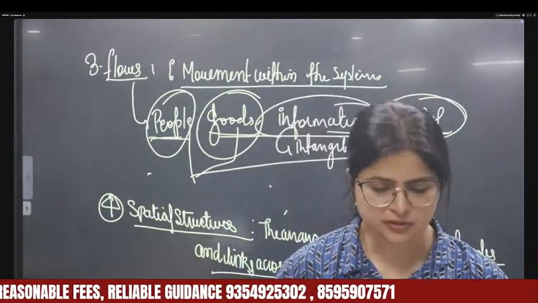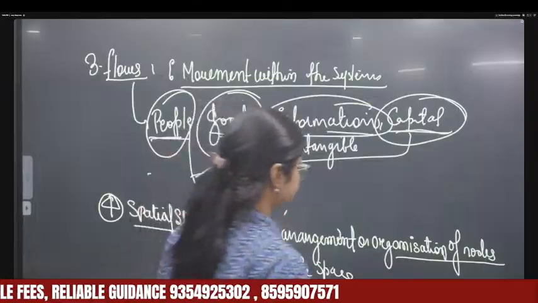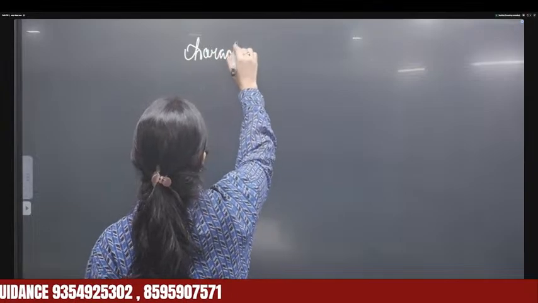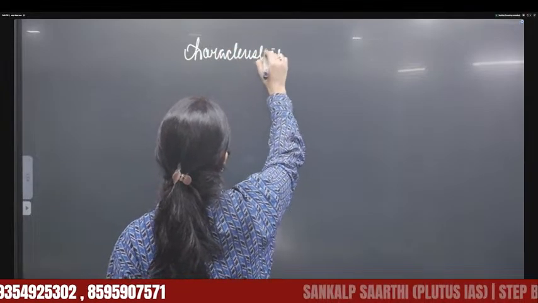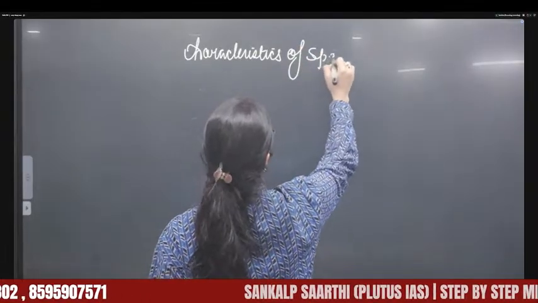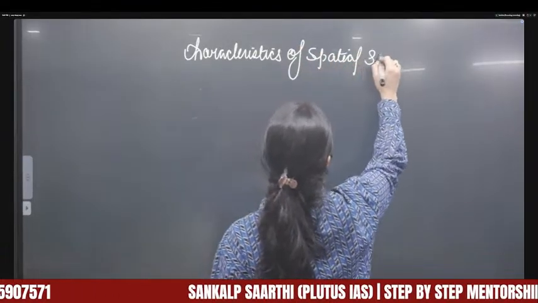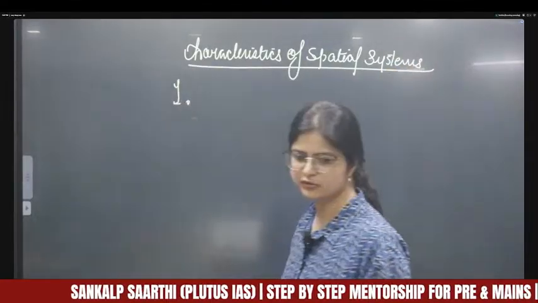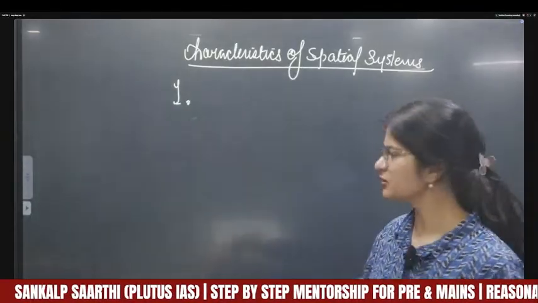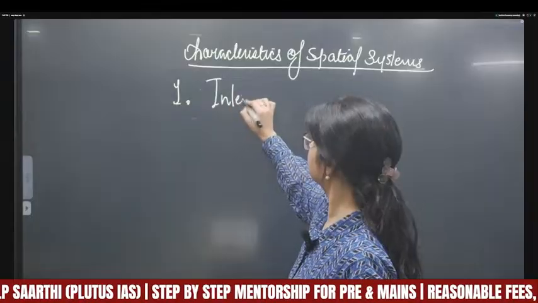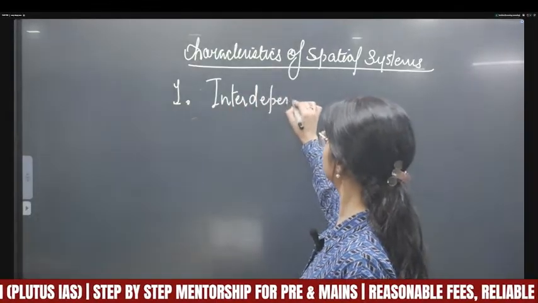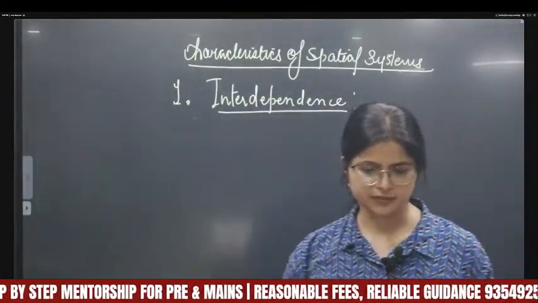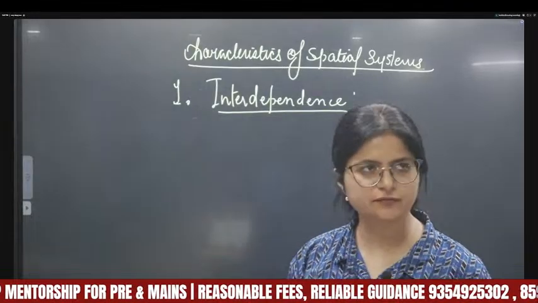Now write down the characteristics of spatial systems. क्या-क्या characteristics हैं spatial systems की? The first one is interdependence. पहला है interdependence. Write down: places are connected and influenced.